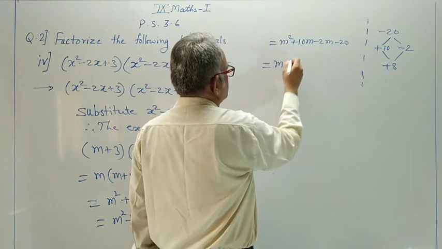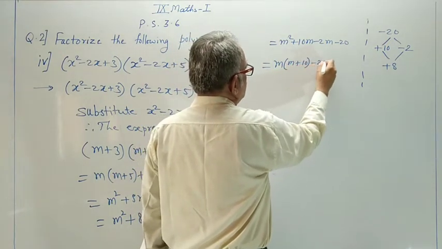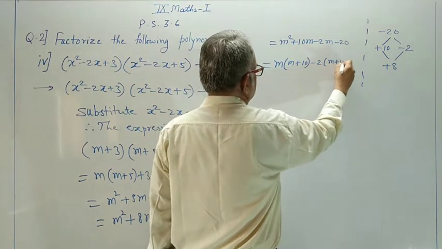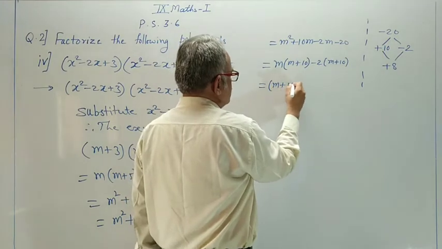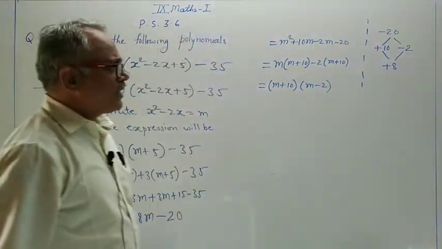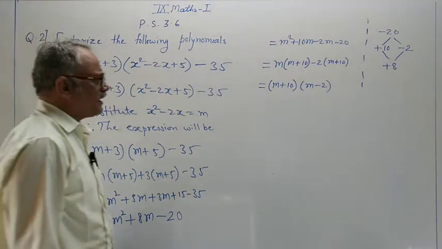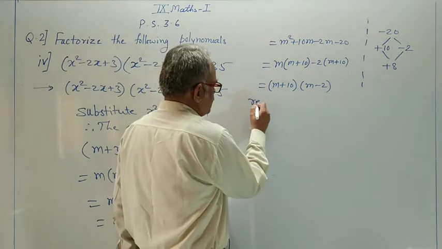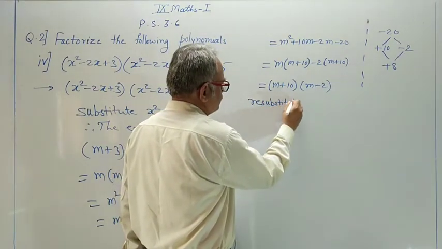Common from the first two: m into m plus 10, minus 2 into m plus 10. Common bracket m plus 10, another bracket m minus 2. Now we get the factors, but they are in terms of m. Resubstitute the value of m.